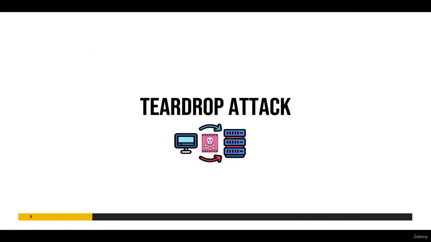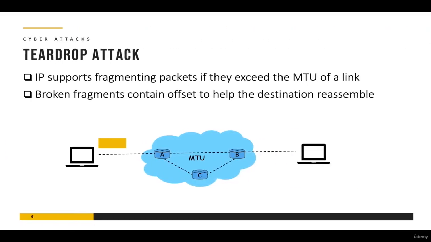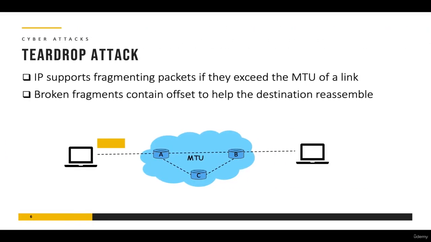The next attack is the teardrop attack. The IP protocol has an interesting feature. Every communication link in a network has a metric called the maximum transmission unit. This specifies the maximum size of the packet that this link can handle. Please note, we are not talking about the number of packets, we are talking about one particular packet. So every link has an MTU, or a maximum transmission unit, which specifies the largest size of packet that this link can handle.